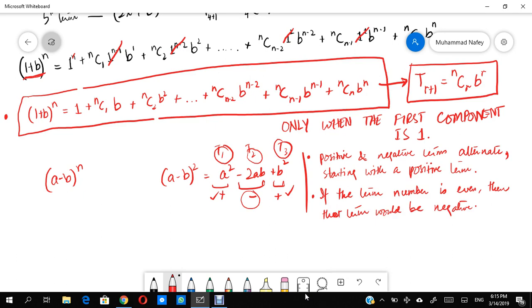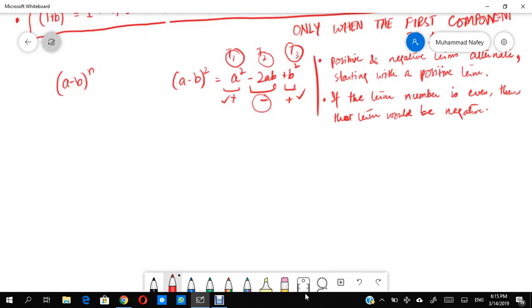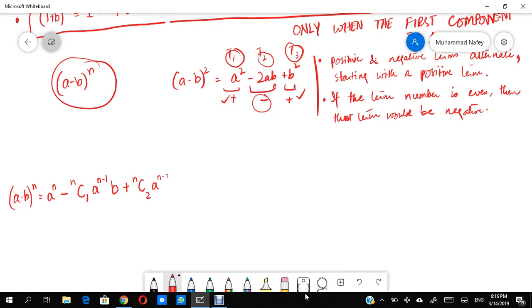So let's make a general expansion for a plus b to the power of n, a minus b to the power of n, and this would be a to the power of n. The second term would be negative nC1 a to the power of n take away 1 b. The third term would be positive nC2 a to the power of n take away 2 b squared.